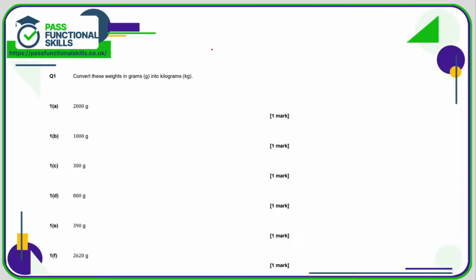So question 1, we need to convert grams into kilos. So we need to remember that 1 kilogram equals 1,000 grams. So when you're converting kilos into grams, you're multiplying by 1,000. And if you're converting grams into kilos, you are dividing by 1,000. So here we're going grams into kilos, so we need to divide by 1,000. And an easy way to divide by 1,000 when there are 3 zeros on the end is just knock off 3 zeros. So 2,000 divided by 1,000 is 2, 1,000 divided by 1,000 is 1.